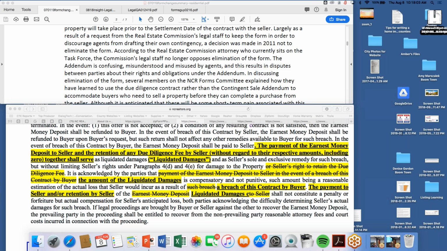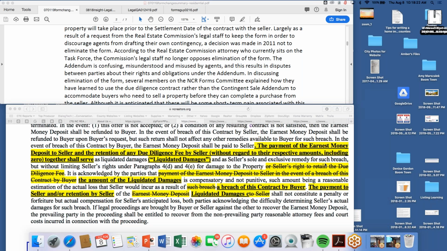Can you just repeat a little bit of that? Okay, so just kind of recap it. In the past, it's basically said that liquidated damages was earnest money and due diligence fee, but what they're doing is saying, even if there's zero, that's still what you've got. You can't go after more.